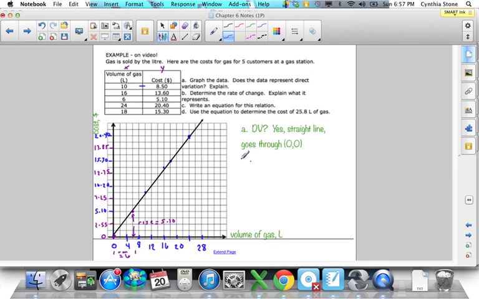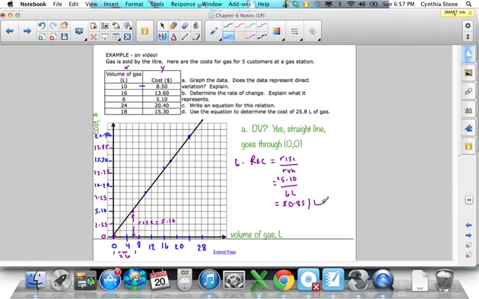Okay, so rate of change, ROC, equals rise over run, equals 5.1, and that's dollars, right? It's cost per 6 liters of gas. So if you put that in your calculator and divide it, you get $0.85 or 85 cents per liter.